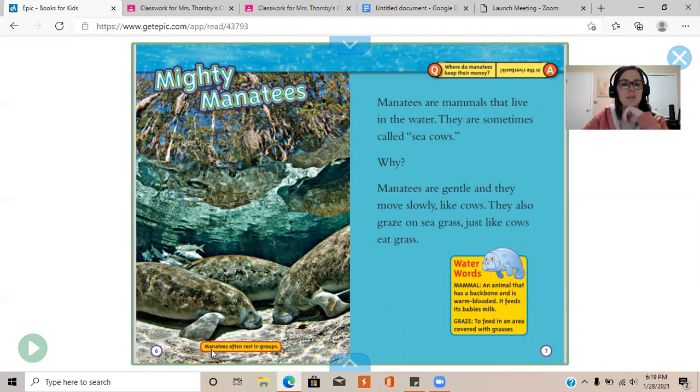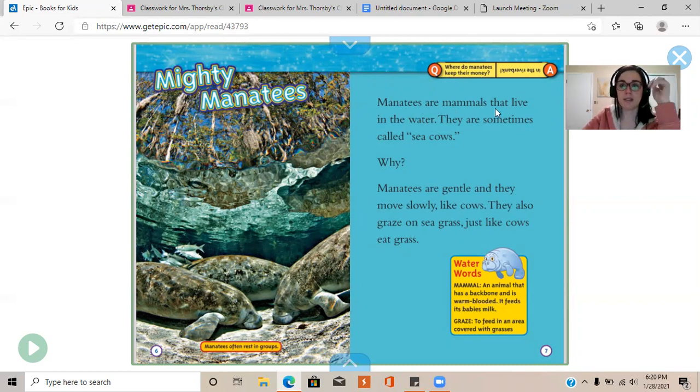And I'm seeing down here, "Manatees often rest in groups." This little blurb is telling me something about the picture. Do you remember what this little blurb is called in an informational book? This is called a caption. Captions tell more about the picture. Okay. All right. Let's read this little paragraph.